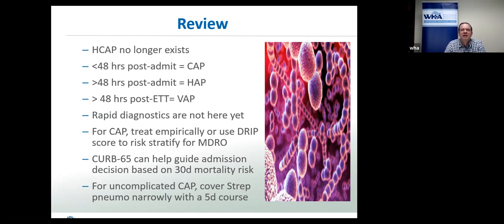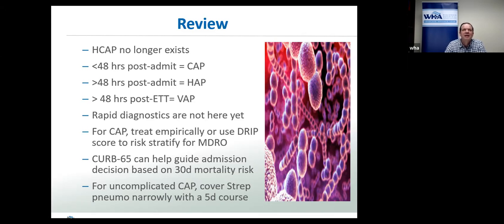If the pneumonia came around less than 48 hours post-admit, it's community-acquired pneumonia. Treat narrowly for strep, unless they have high risk for multidrug-resistant organisms. You can get sophisticated with things like a DRIP score. If it occurred greater than 48 hours post-admit, it's healthcare-acquired pneumonia or hospital-acquired pneumonia. You would now want to consider MRSA and pseudomonal coverage based on your hospital biogram. If you have sophisticated rapid diagnostics like Tristan Center does, that would be a great thing to incorporate into your local algorithm.